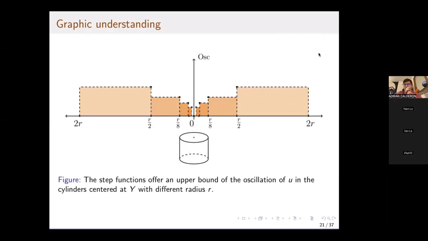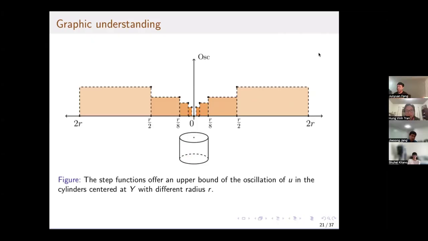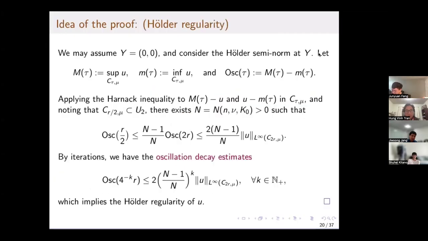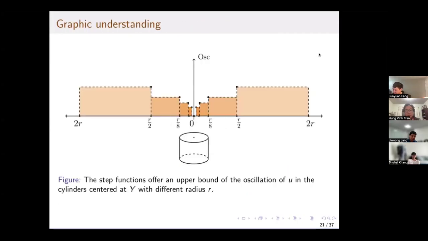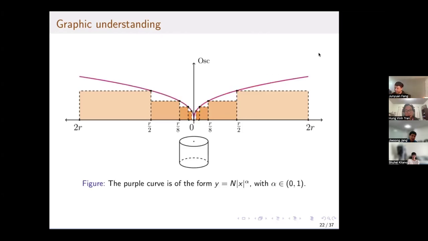of the oscillation. Because we want to get the C alpha estimate, we hope there's some x to the alpha upper bound. Naturally, because of this specific oscillation decay estimate, you can simply connect all the vertices over here. So that's this one. Based on the oscillation, we have this form. The purple curve is y equals n times x to the alpha. So this alpha will be the Holder index, and this n is something related to the upper bound. Okay, this is the basic idea.